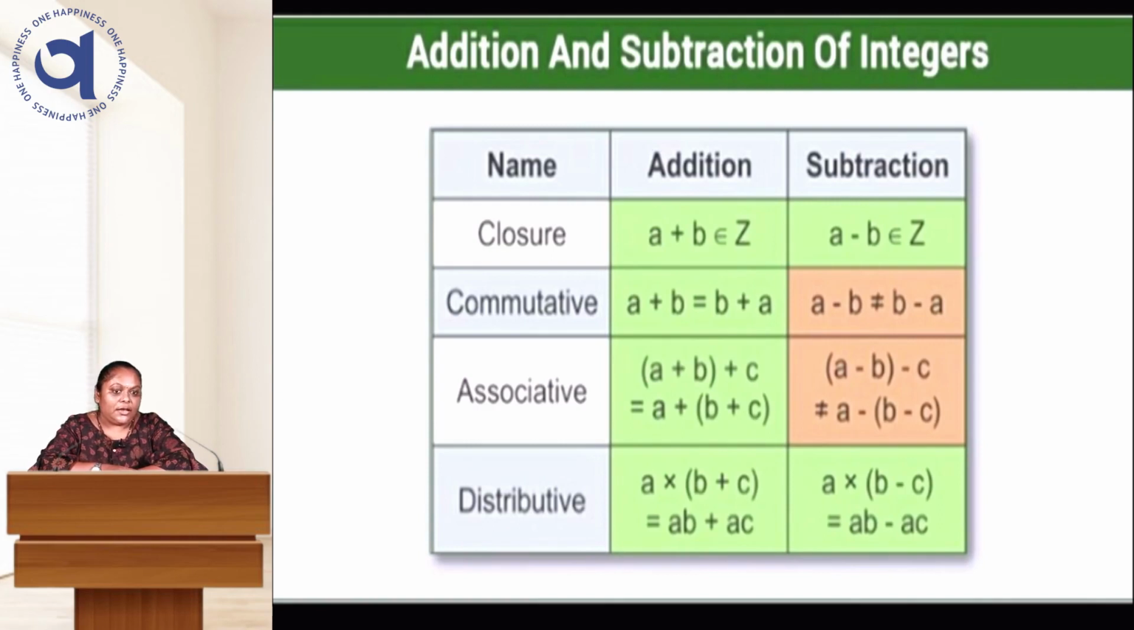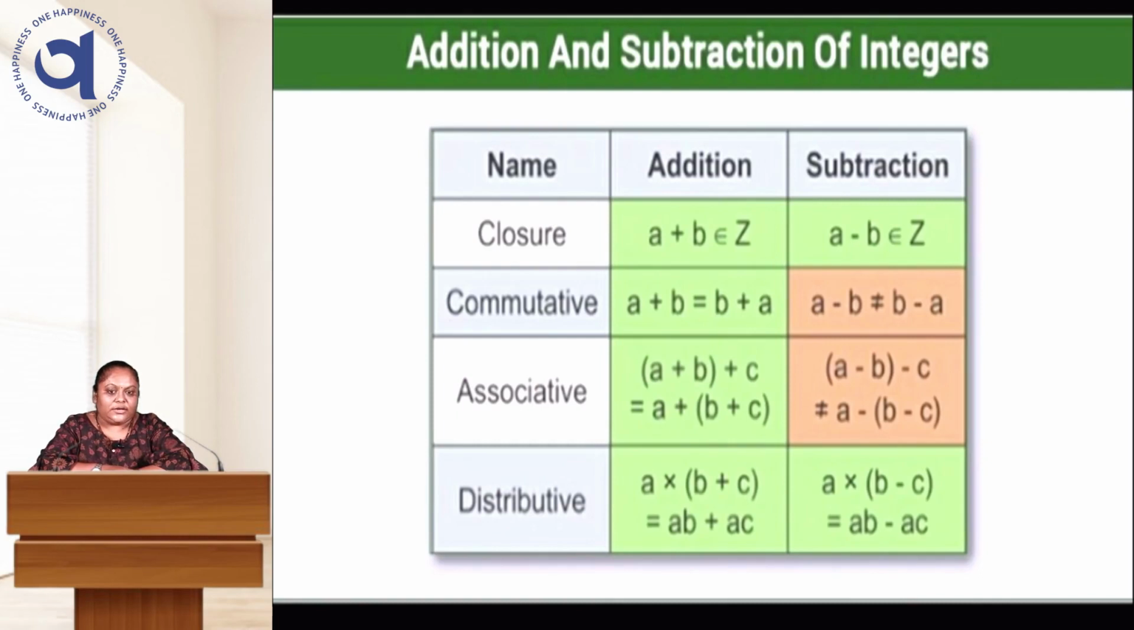In subtraction, if any integer is subtracted from an integer, then also you will get an integer only. That means closure property holds for subtraction also. In addition and subtraction, closure property holds, because if you add two integers, then you will get an integer in the answer only. And if you subtract any two integers, then also you will get an integer only.